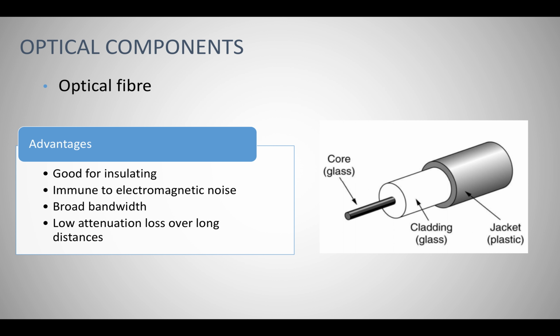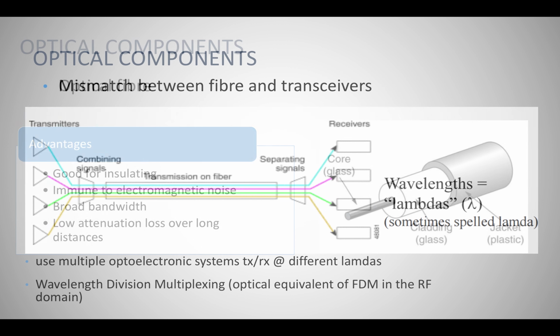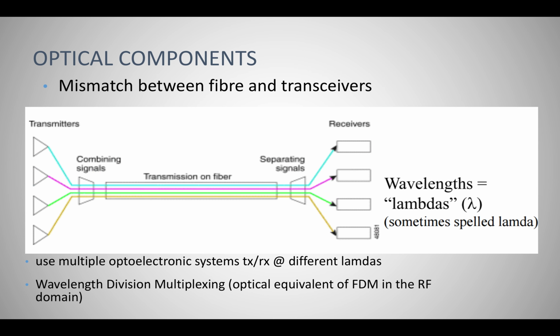So firstly, the optical fiber will be introduced. It consists of core glass, cladding glass, and jacket plastic, which help rays of light be confined to the fiber by total internal reflection. Its benefits are good insulation, immunity to electromagnetic noise, broad bandwidth, and low attenuation loss over long distance. As for the case of mismatching between fiber and transceivers, the solutions are using multiple optoelectronic transceivers or receivers at different lambdas, and wavelength division multiplexing.